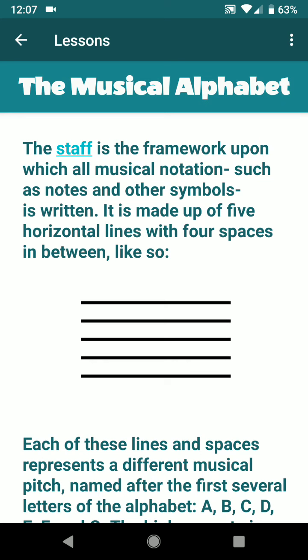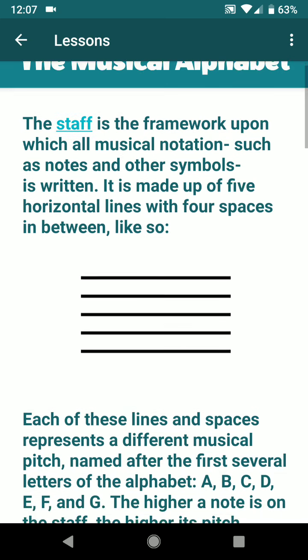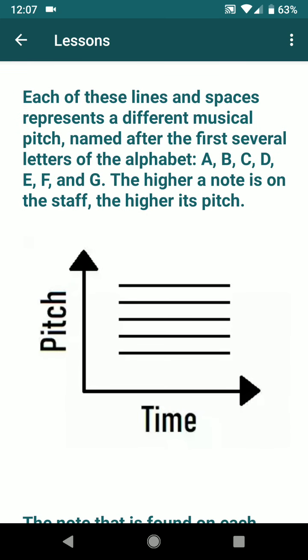The staff is the framework upon which all musical notation, such as notes and other symbols, is written. It is made up of 5 horizontal lines with 4 spaces in between, like so. Each of these lines and spaces represents a different musical pitch, named after the first several letters of the alphabet: A, B, C, D, E, F, and G. The higher a note is on the staff, the higher the pitch.